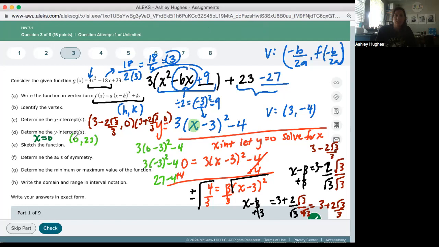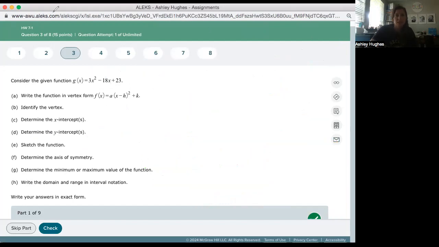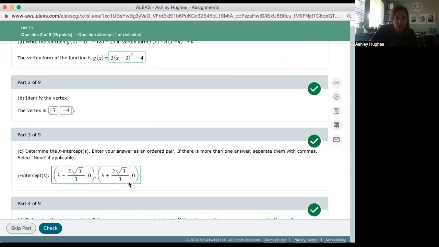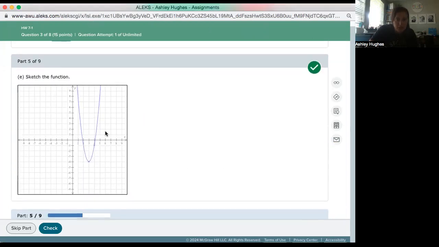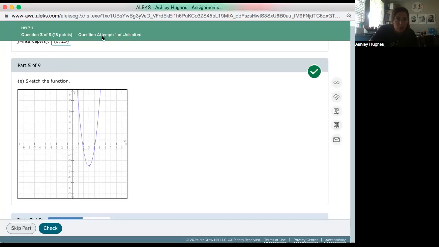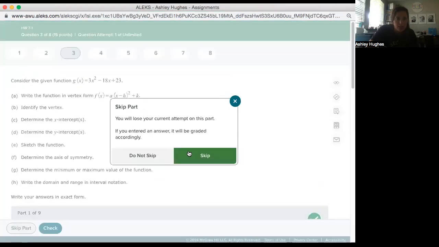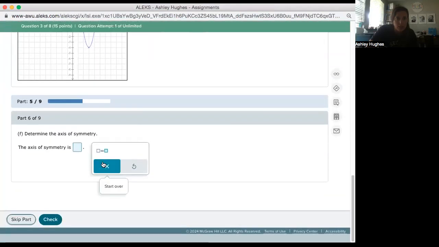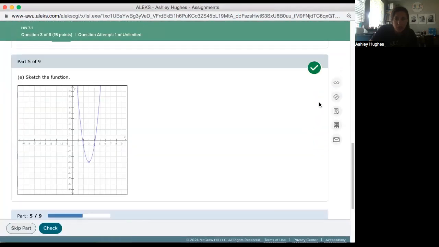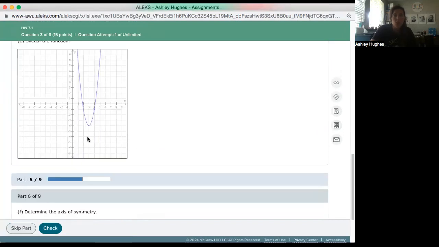Then sketch the function. Okay, so I'm going to show you how to do that. If we go down here and sketch the function, so let me see. I wonder if it will let me redo that. I don't know, now that I sketched it, if it's going to let me go back and do it again. So what you do is you plot, I'll just talk through it. So you plot the point.